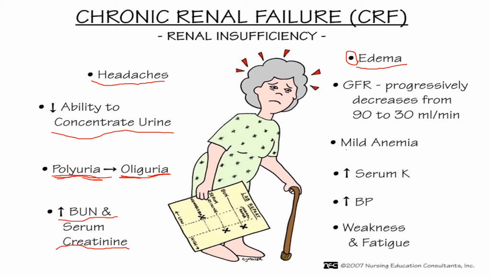You can get a mild anemia. Think that through. Why might you get an anemia? Well, your kidneys produce that hormone, don't they, called erythropoietin. So if they're in failure, they mightn't be producing the erythropoietin. Increased serum potassium because you're not filtering it out.